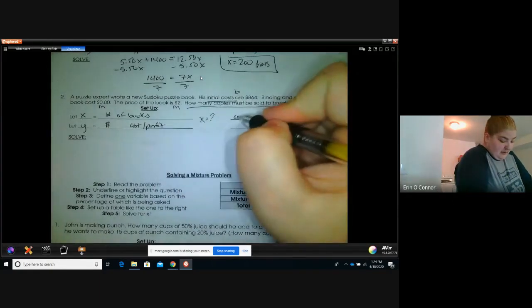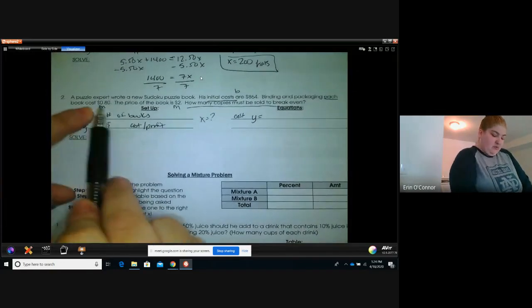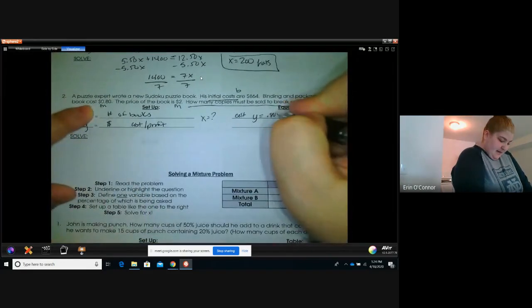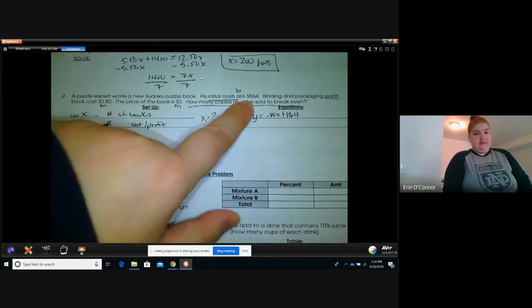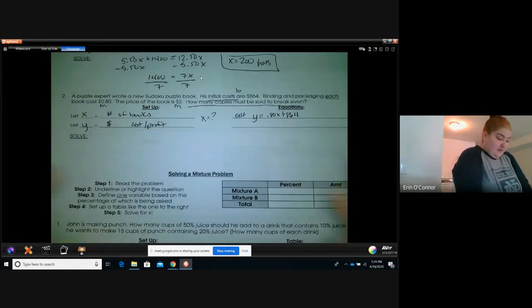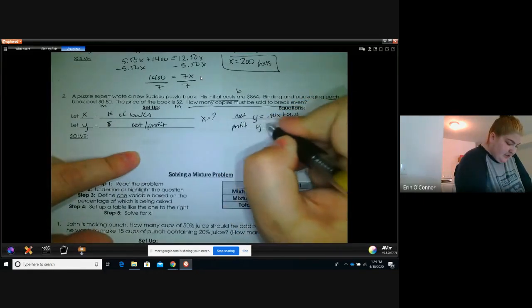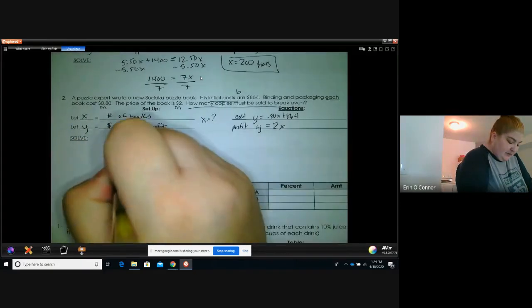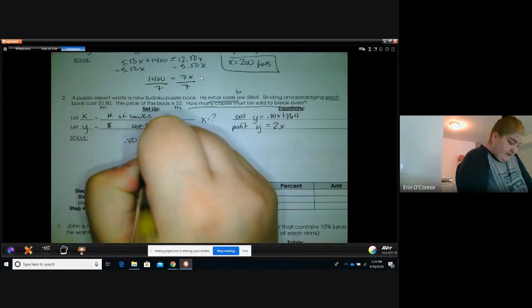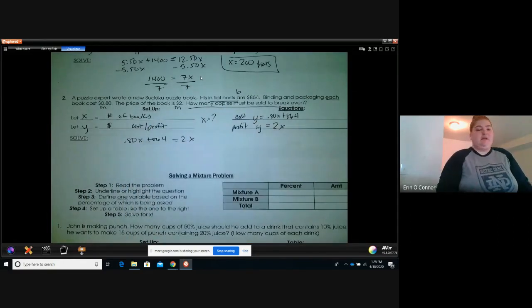So my cost equation is y equals 0.80x plus the initial cost of $864. For my profit, this puzzle expert makes $2 for each book, so 2x. We're going to set these equal to each other. If you want to practice just solving this, pause it now. You can pause at any point.